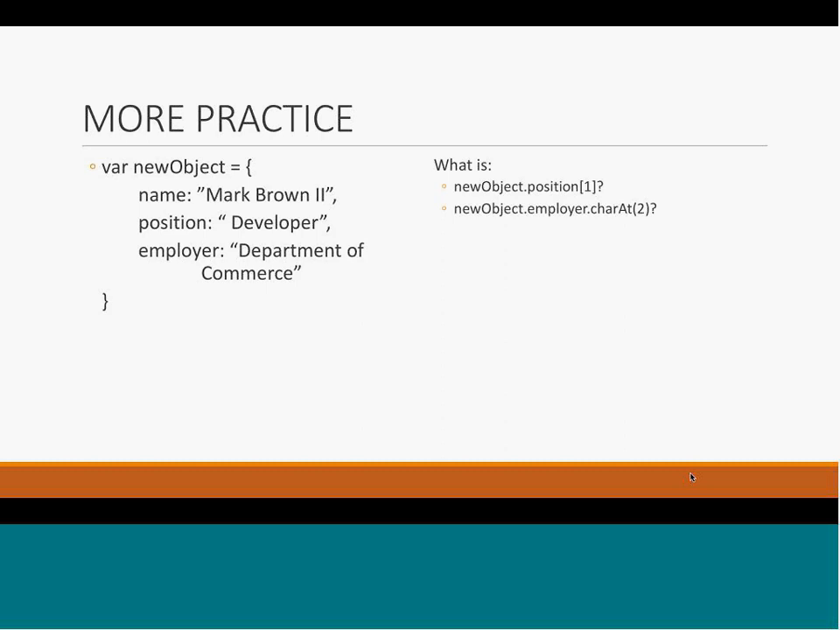It was a space, and I was wrong. Thank you. See, you didn't see that? That was amazing. Even I got tricked. Yes, it's actually the letter G. So, sorry. New object dot position, index 1 is G because of the space. I see that, and I apologize. So with your great eyes, new object dot employer dot character at 2 gives me what? Exactly.